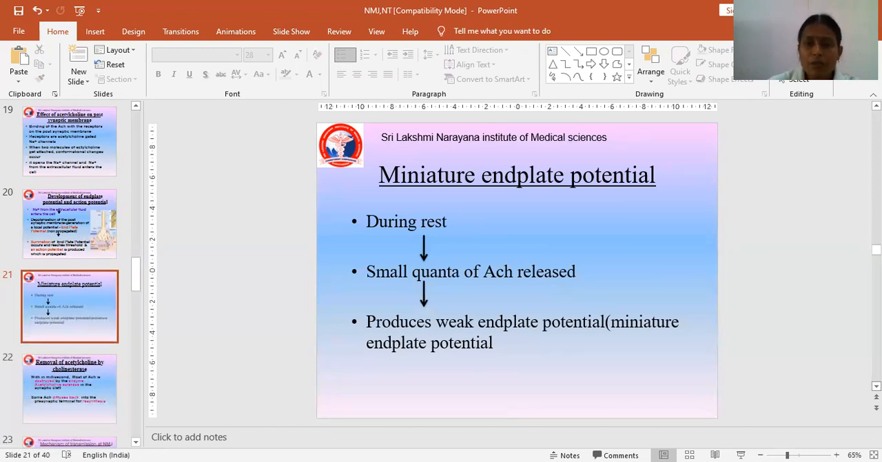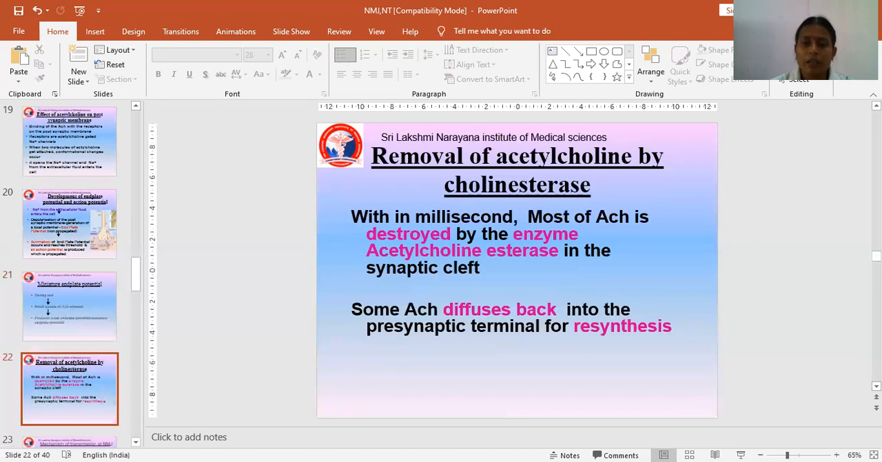You should also know about the miniature end plate potential. During rest, small quanta of acetylcholine are released that produce a weak end plate potential, which is called the miniature end plate potential.